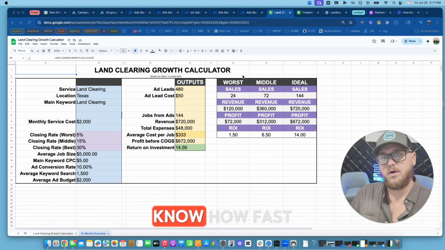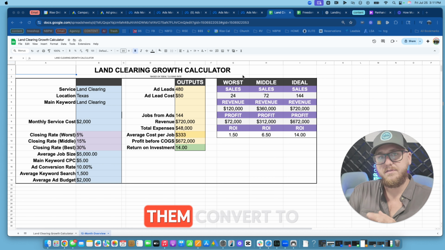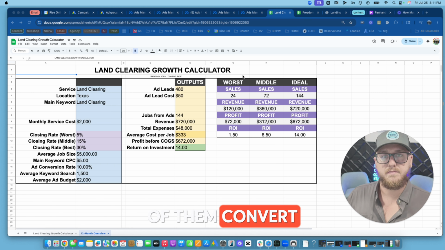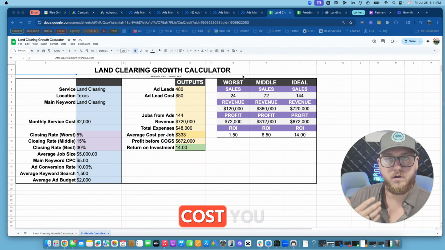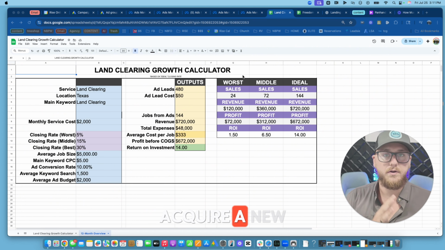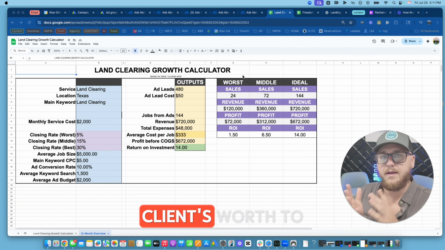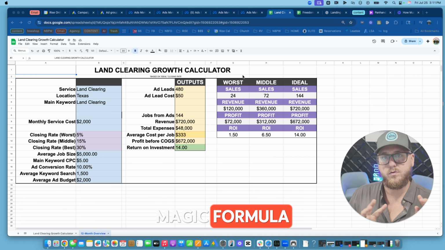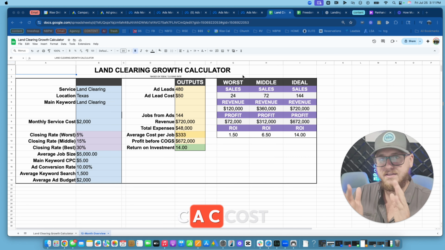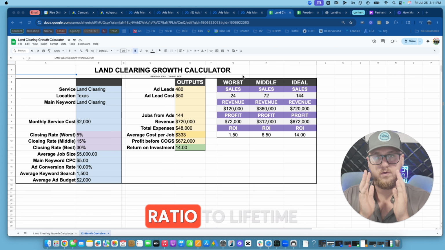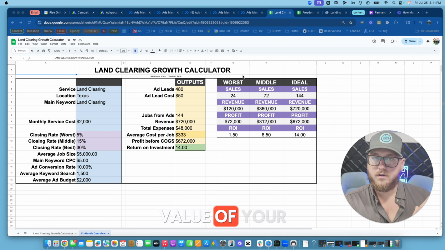You want to know how fast you get to leads, how many of them convert to estimates, and how many of them convert to jobs, and then how much that cost you, so you know your cost to acquire a new client versus what that client's worth to you. That is the magic formula. CAC, cost to acquire a client, ratio to lifetime value of your client.